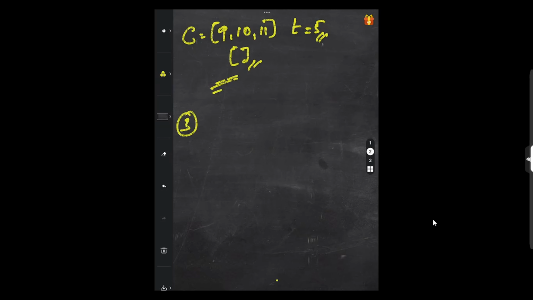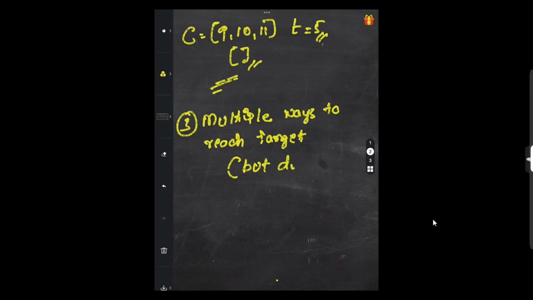So let's move on with the third edge case. Nothing but multiple ways to reach the target, but duplicates exist here. So here let me give multiple ways to reach target, but still here duplicates exist. I'll just give here, but duplicates exist. So this is fine. This is for the third edge case.